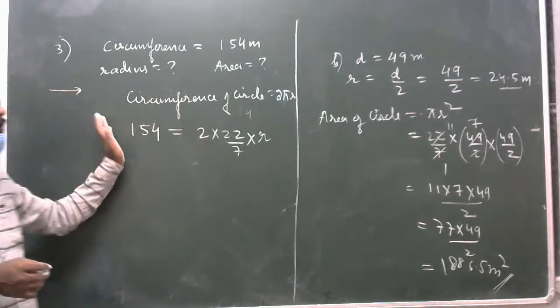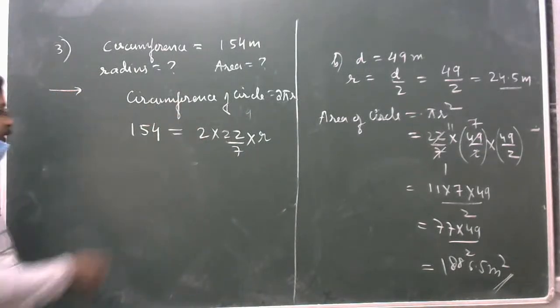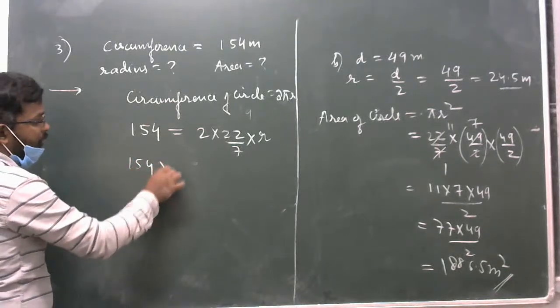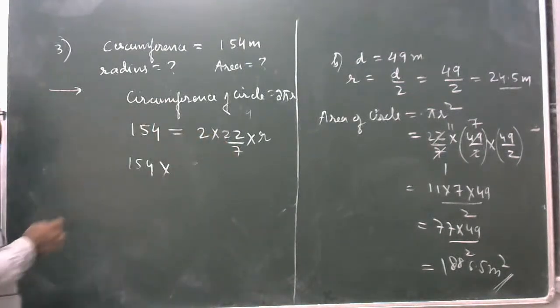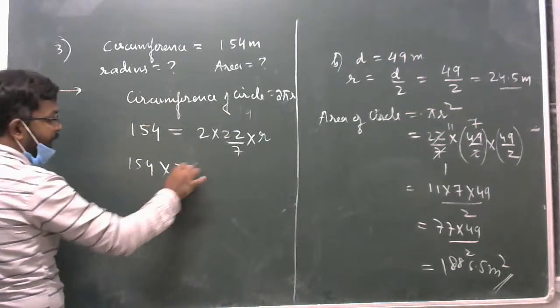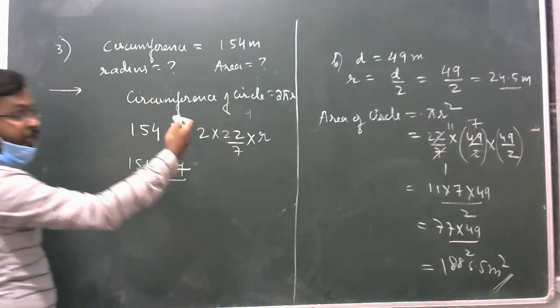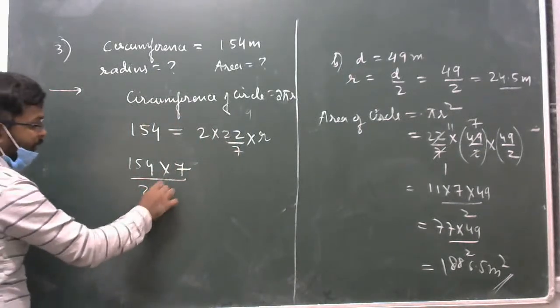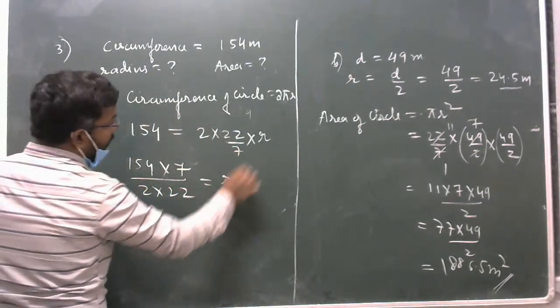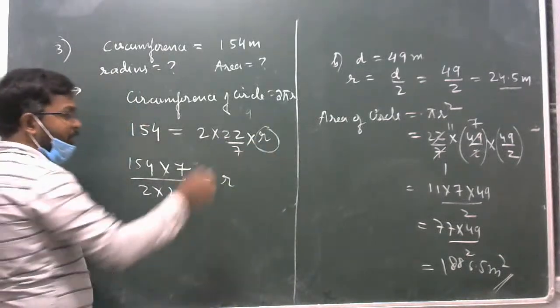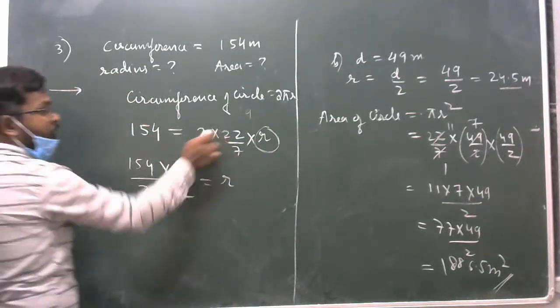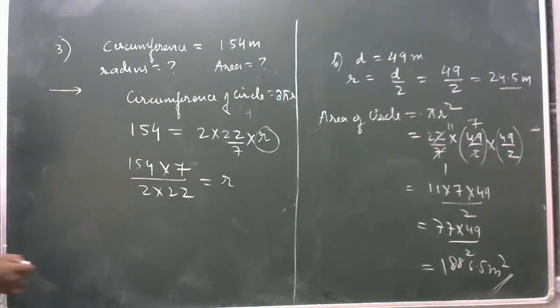Remaining these things you send it on the other side. 154 into the 7, when you are sending on the other side, where it will go? It will get multiplied, and 2 and 22 when you are sending on the other side, it will come downside, is equal to r. R को इधर ही रख लिया और बाकी 7 को उधर भेजा और 2 और 22 also I am sending on the other side. So now you simplify and tell me what will be your radius.